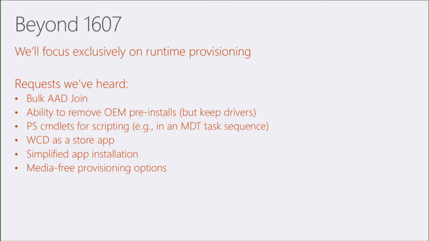Simplified app installation. I showed you what the provisioning commands look like. That's fairly complicated. It can be very powerful, but it's fairly complicated to get it right. And that was only for EXEs and Win32 apps. What about modern apps? Well, we actually have a separate CSP for that. Maybe we should make that simpler. And that's a common request we've heard.